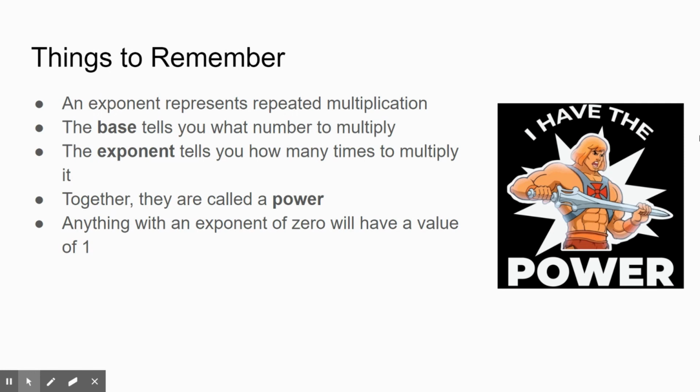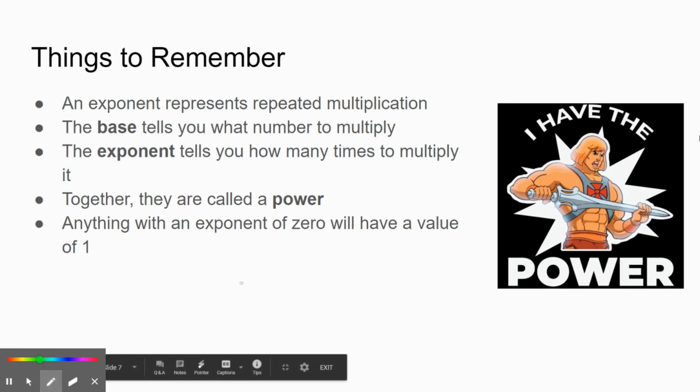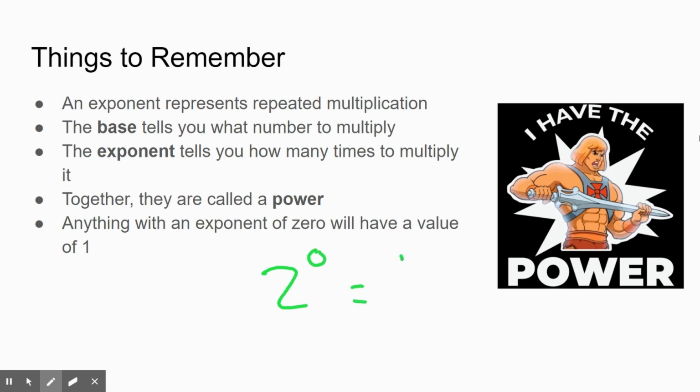Anything with an exponent of 0 will have a value of 1. We didn't talk about that in this video, but if you'd like a separate video explaining why that's the case, please let me know. I'll be happy to make that. Just know that if you see something like 2 to the 0th power, that will equal 1. It doesn't matter what your base is. If the exponent is 0, it's going to be 1.